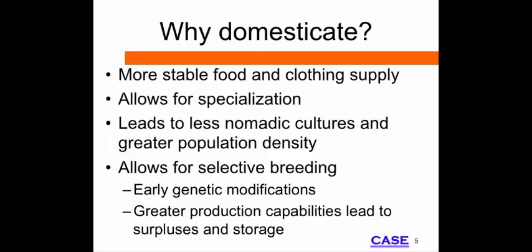As the ability and knowledge of farmers increased, they began selecting plants and animals for desirable traits. This led to early genetic modifications, breed development, and eventually food surpluses and stores.